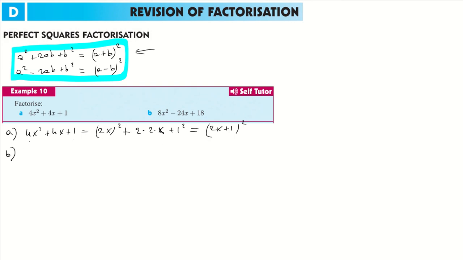Okay, b, 8x squared minus 24x plus 80. Okay, so here, what I see is I have a common factor. So I take that out first. The common factor that I have is a 2. So 2 times, between brackets, 4x squared minus 12x plus 9. The 2 is the common factor that I take out. In fact, if I take the 2 out here, I get a 4x squared, and here a minus 12x, and here a 9.